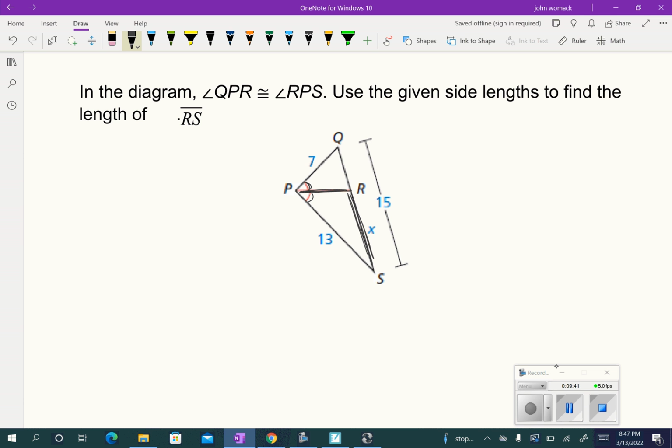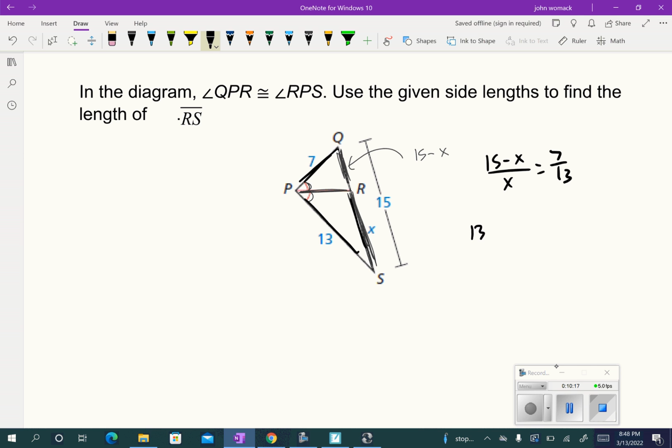Now, kind of tricky is it does not tell me QR. It gives me the whole thing. But if I know RS is X and the whole QS is 15, that segment right there would just be 15 minus x. So what that theorem says is if I take this segment to this segment, 15 minus x compared to x has to equal 7 compared to 13.